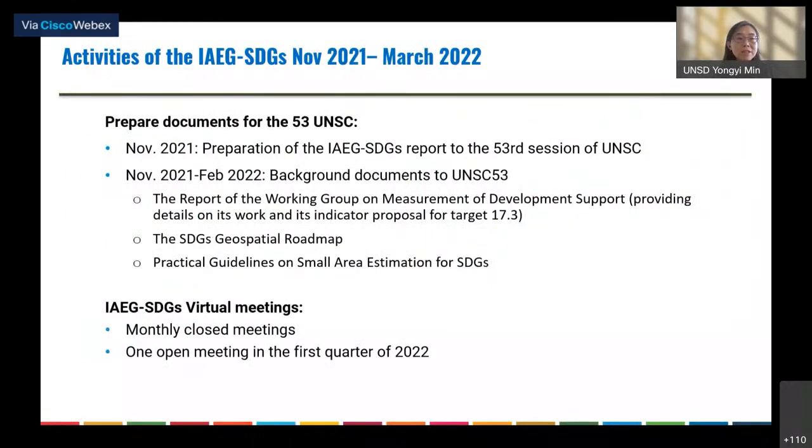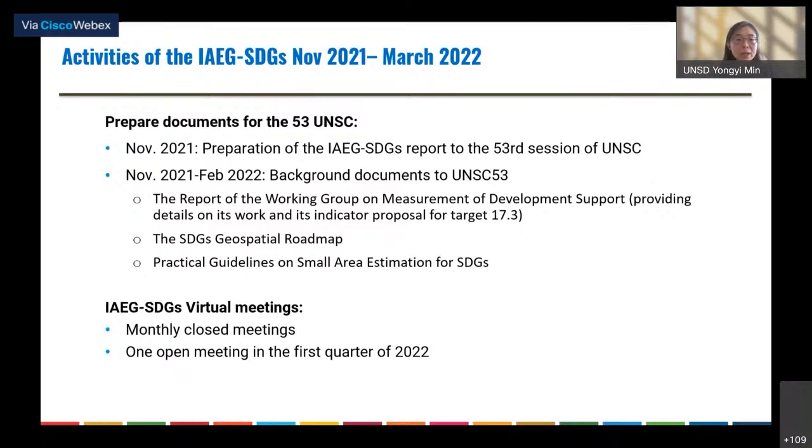And so the activities the IAEG is going to undertake from now to March 2022, before the Commission, are the following. The IAEG will focus on preparing the document for the 53rd session of the UN Statistical Commission. And so we will prepare the main report to the Commission.